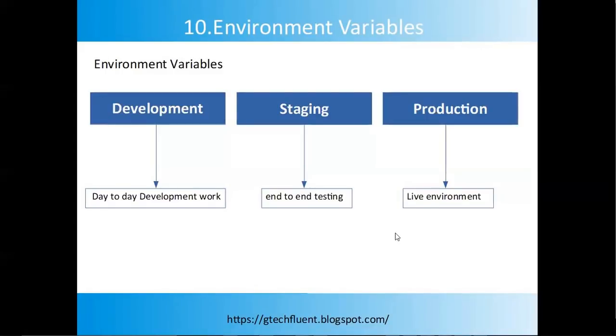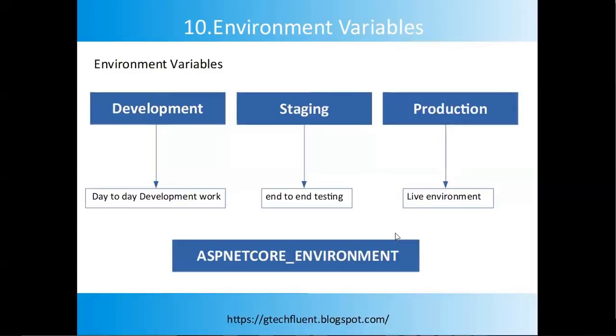ASP.NET Core uses an environment variable called ASPNETCORE_ENVIRONMENT. The value of this variable can be anything as per your need, but typically it is set to development, staging, or production. Now let's switch to Visual Studio and check where to set the environment variables and how to access them.